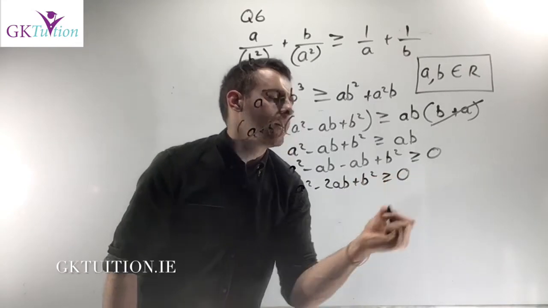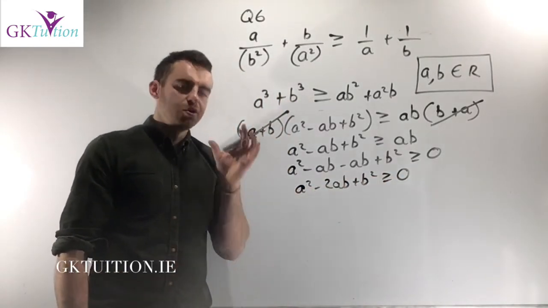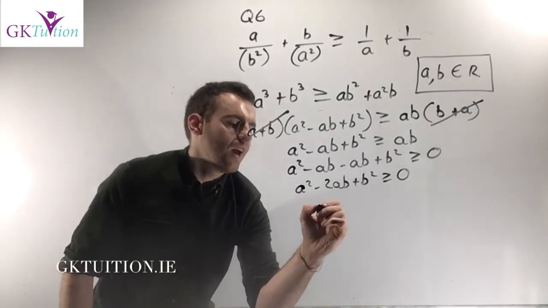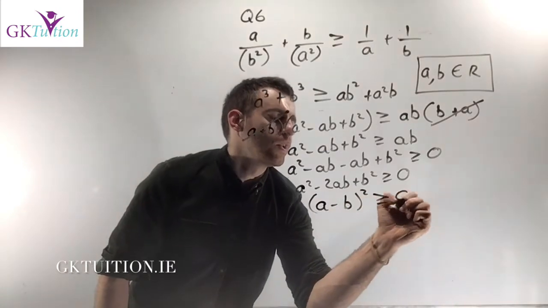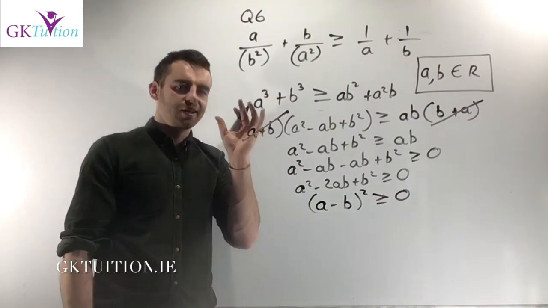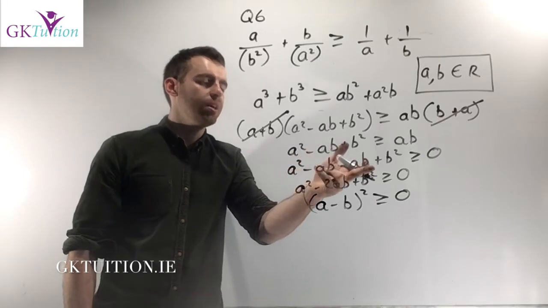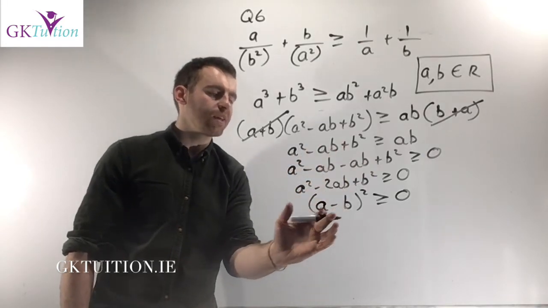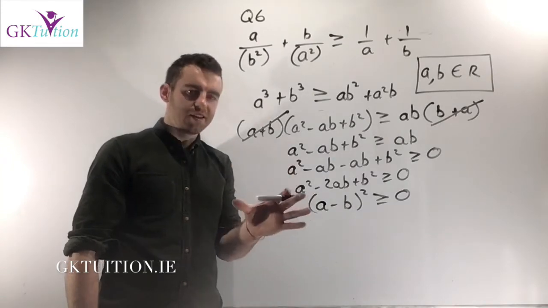Now you should recognize this. A squared minus 2ab plus b squared, you should recognize that as a minus b, all squared. When we were doing abstract inequalities, that was one of the things that I said you just need to learn. You just need to recognize that a squared minus 2ab plus b squared is the same as a minus b, all squared. And now I am happy out. That's the end of the maths.